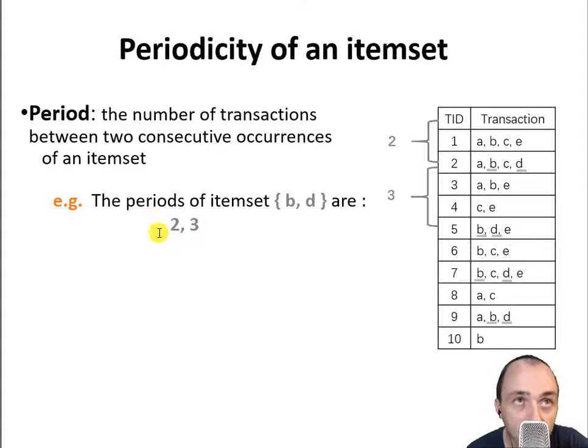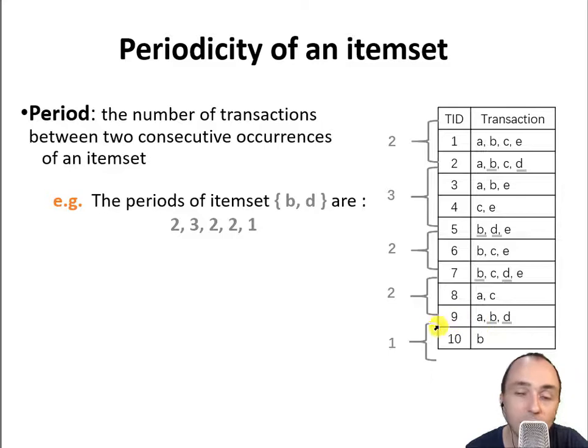Now next, BD appear again in transaction 5. So we say 5 minus 2. The period is 3. There were 3 transactions between these 2 occurrences of BD. So 2 and 3. Now BD appear in transaction 7. So 7 minus 5. It is 2 transactions later. So we say this period is 2. Now we continue. We find BD again 2 transactions later.